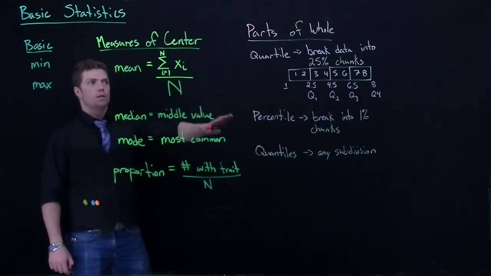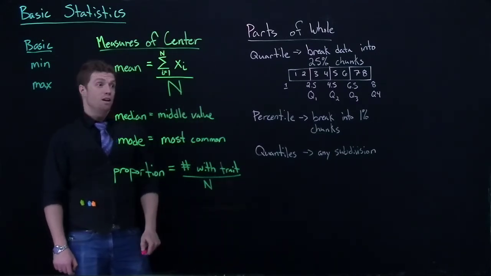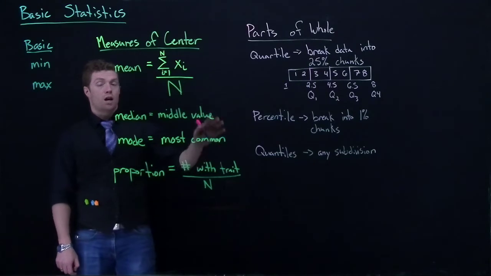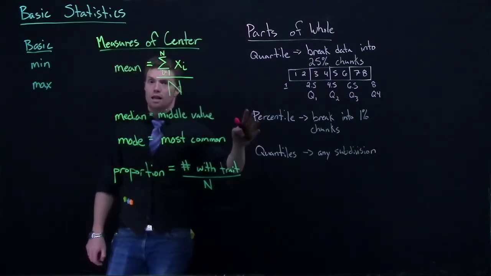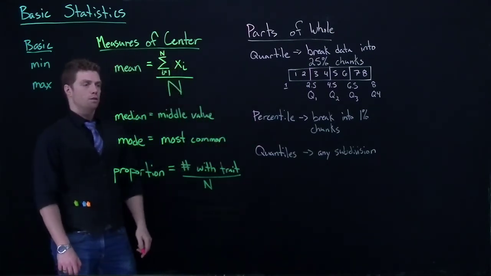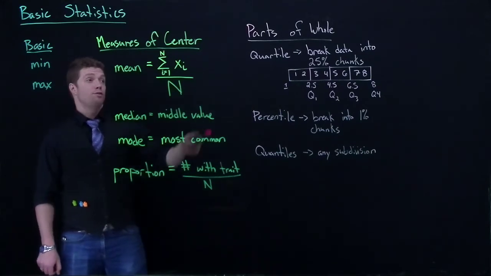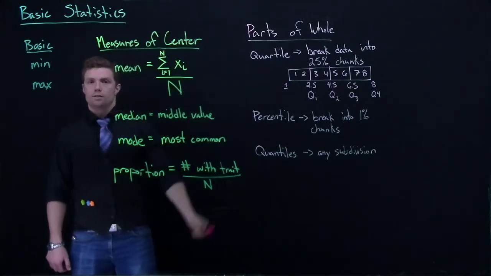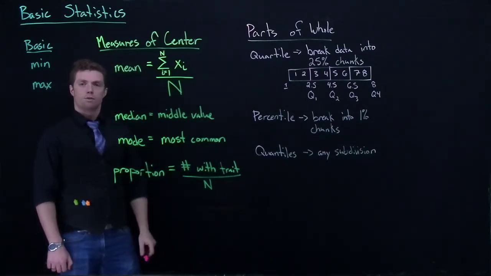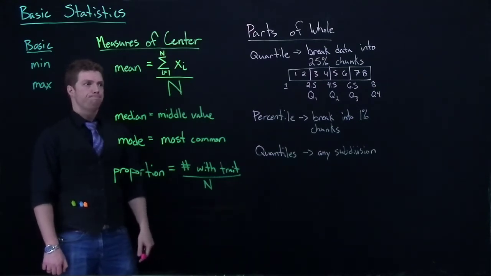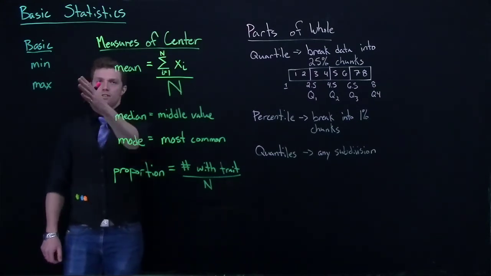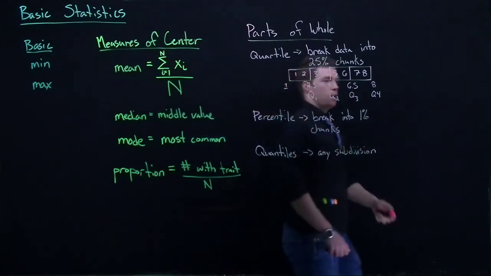So anyways, that's how we talk about our parts of the whole. We will talk a lot about this later on in class. It's really useful and really important. And when we get to our graphs, we will start using the quartiles so that we can produce a five-number summary and a box plot. Okay, so we've got our basics, we've got our measures of center, and we've got our parts of the whole.